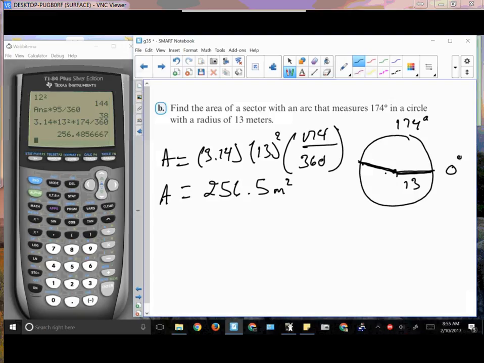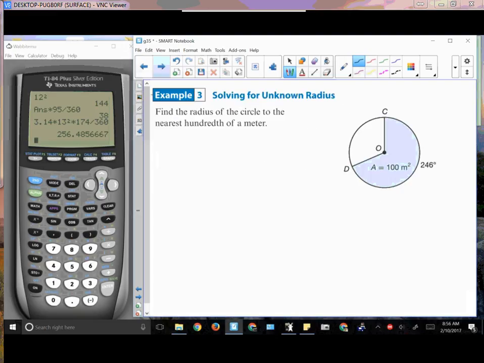I always like it a lot easier when it's just formulas and calculations. Plug it in. Okay. Now, just because it's a formula for solving for area doesn't mean that's all you have to use it for. I want to find the radius of this circle. The information I'm given is that area is equal to 100 meters squared and 246. I don't know what the radius is going to be.